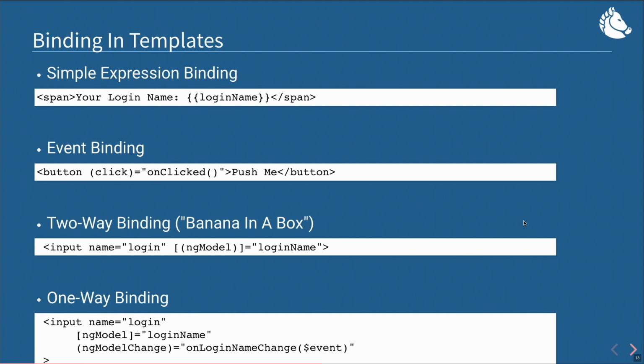This is an event binding, so we have a button with a click event that it's handling, and that's a method in the component. So when the button's clicked, it'll call that method.